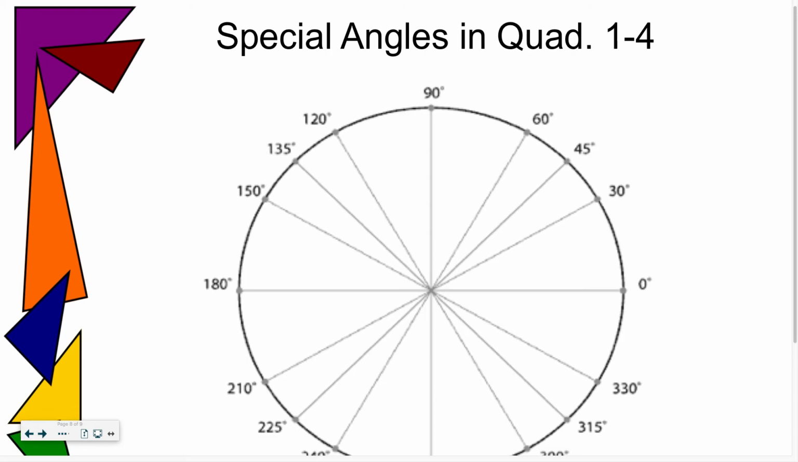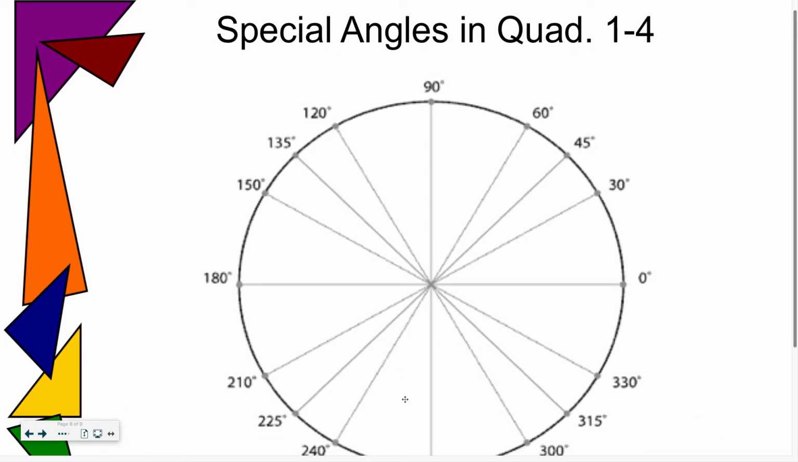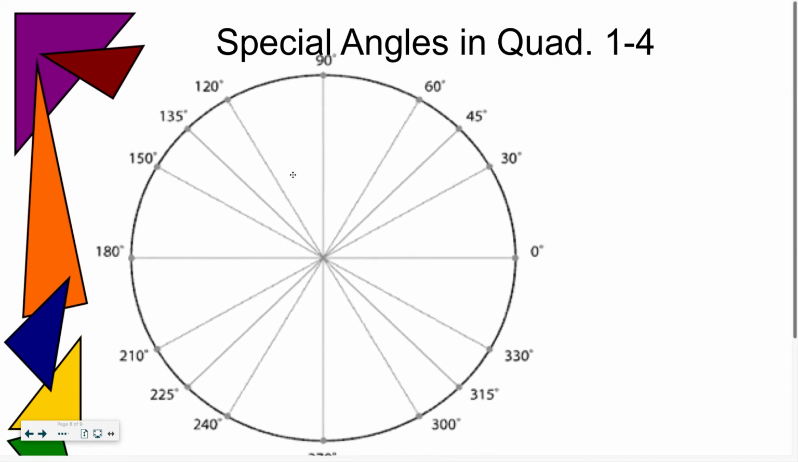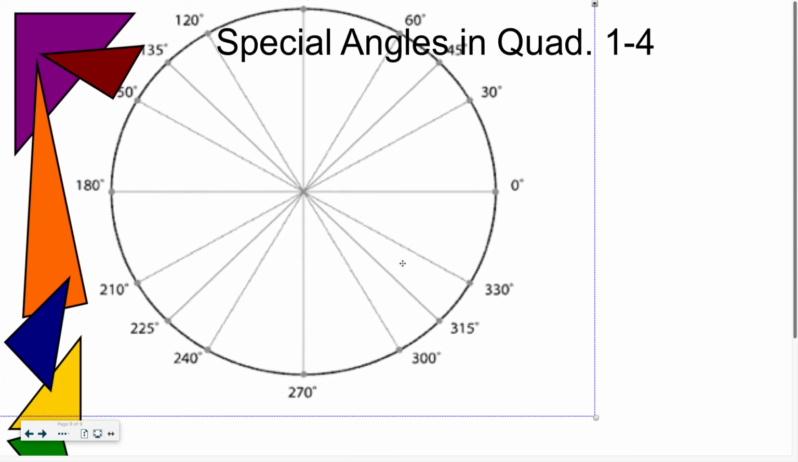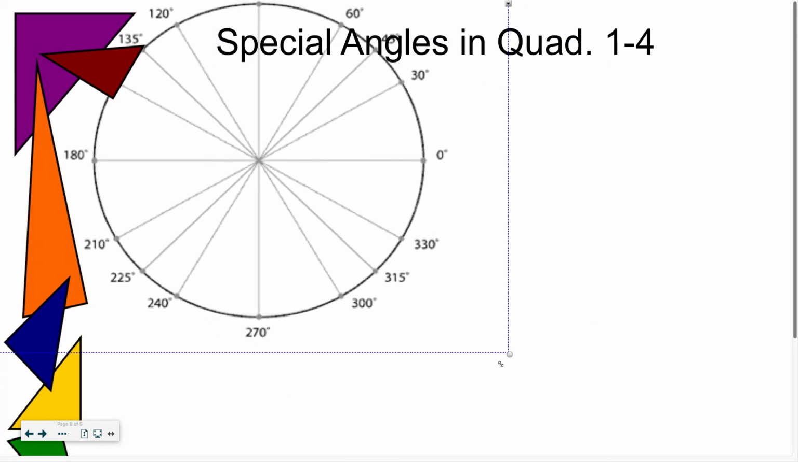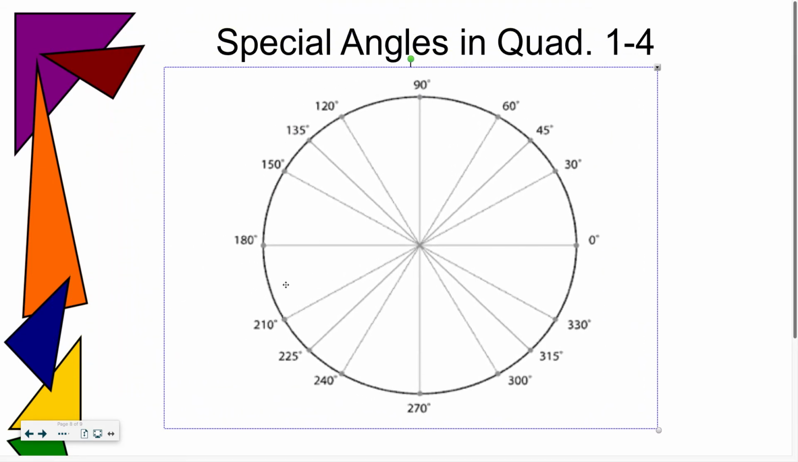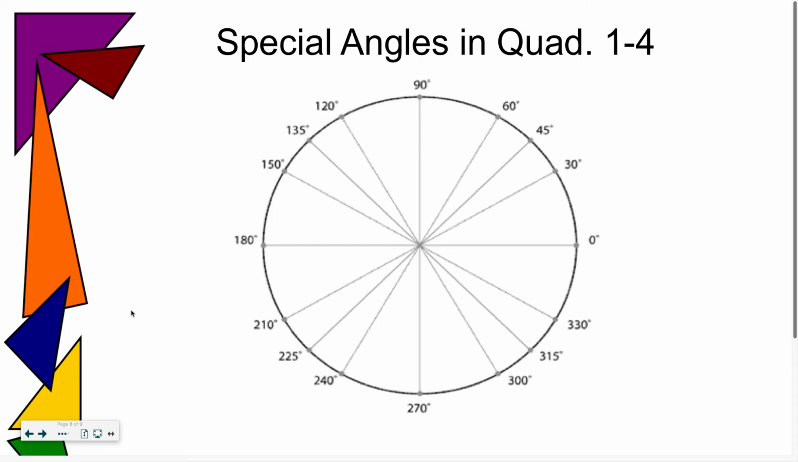Okay, so what I've handed out to you are the special angles. If you want to label those special angles. Before, we talked about special right triangles, and you might recognize those angles over here in quadrant 1, right? 30, 60, 45. So obviously the special angles are from the special right triangles.